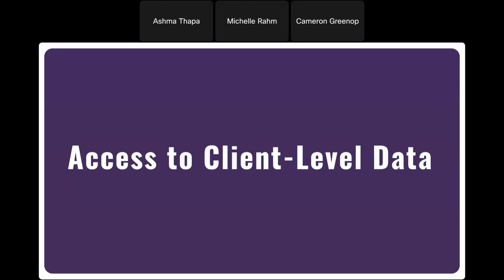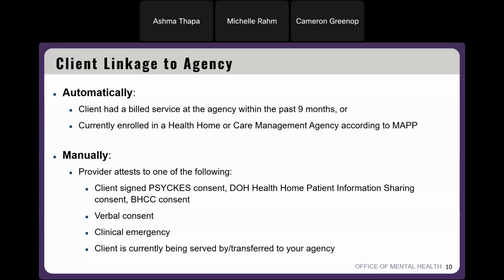All right, now that we've covered what Psyches is and the basic features it includes, let's talk more about how you can get access to client level data. So there are 2 ways a client can be linked to your agency. That's automatically and manually. A client is linked to your agency automatically when they've had a billed service at your agency within the past 9 months, or if they are currently enrolled in a health home or care management agency according to DOH MAP.